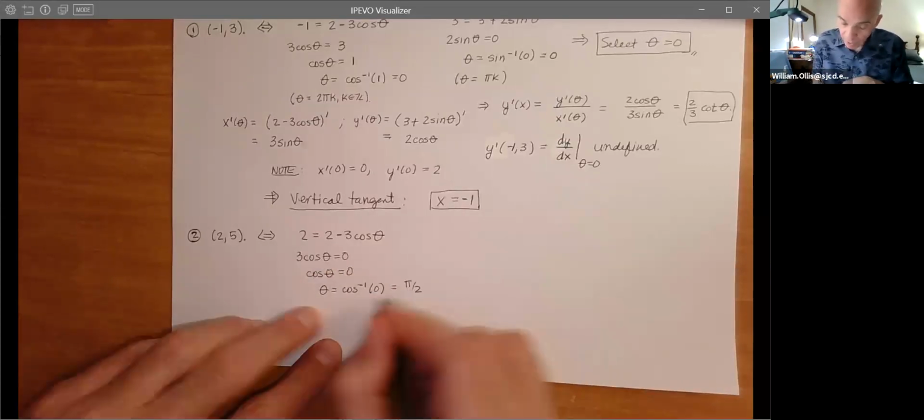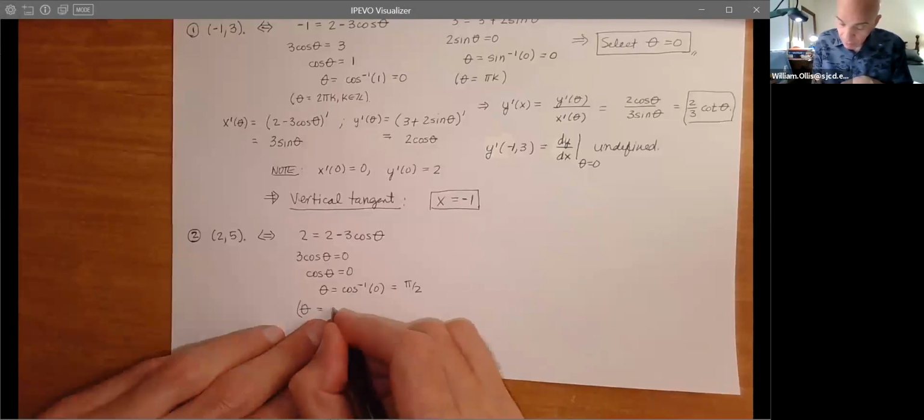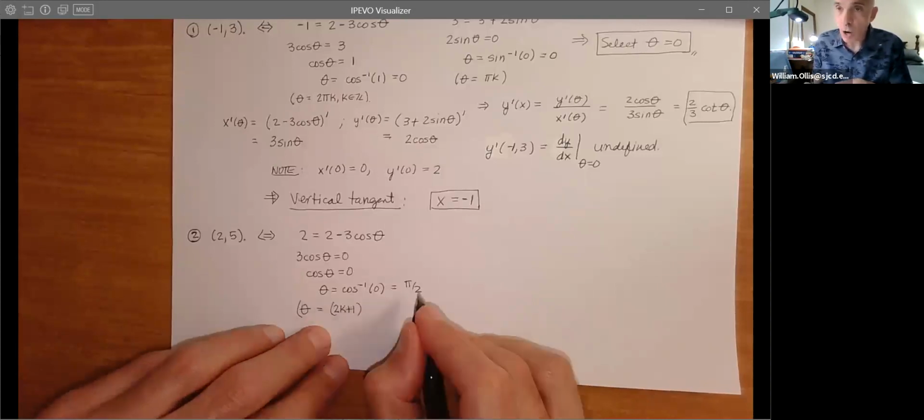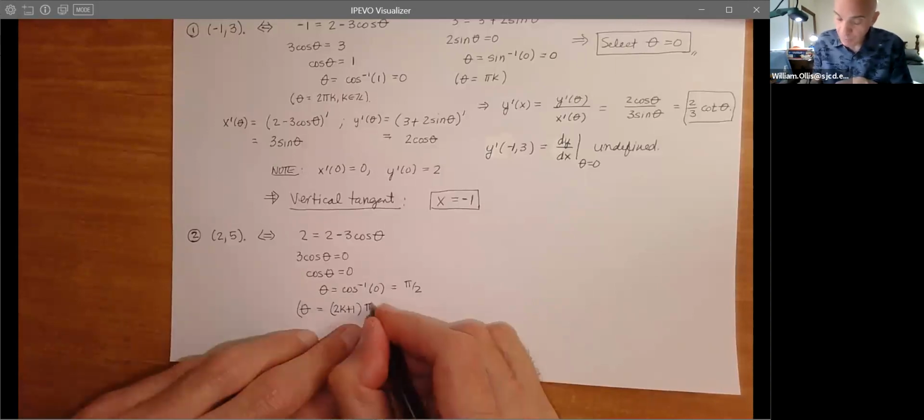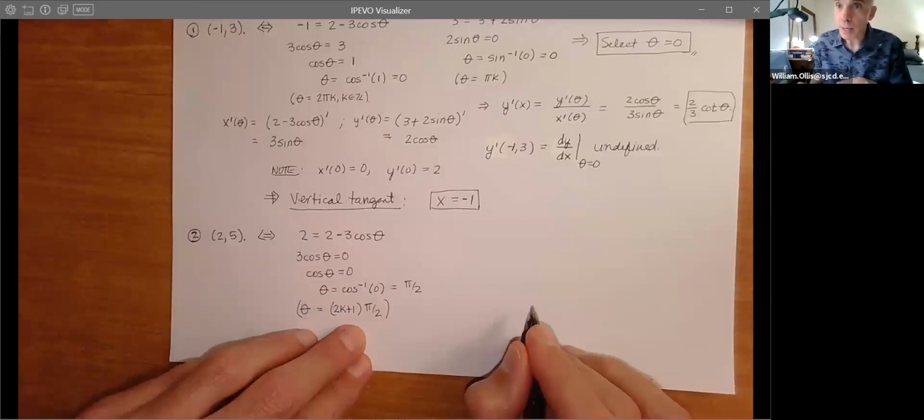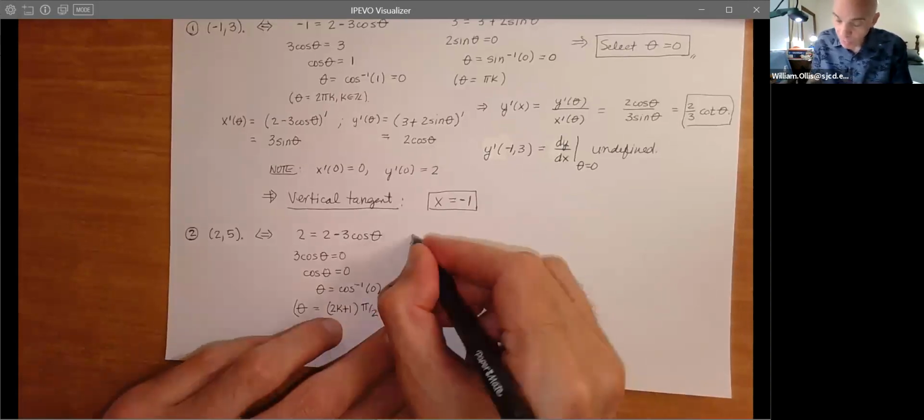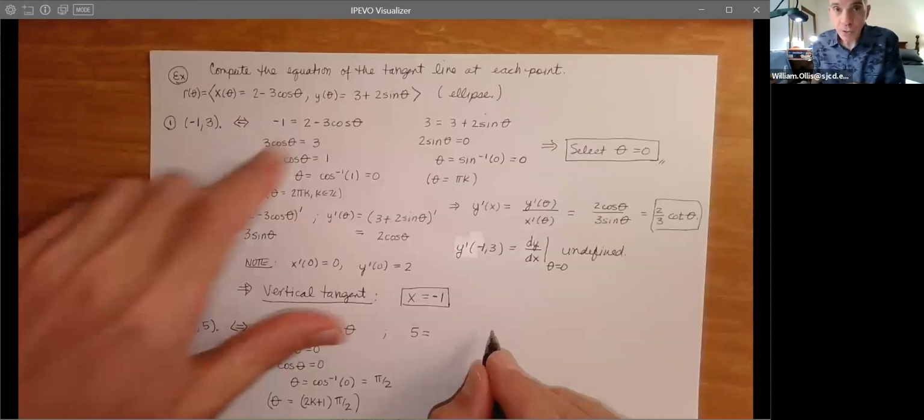But of course, we could write all solutions this way, 2k plus 1, where k is an integer. So this is always odd multiples of pi over 2. That would be all solutions. Okay, so just standard trigonometry. And then, of course, we have 5 equals, so again, 3 plus 2 sine theta.